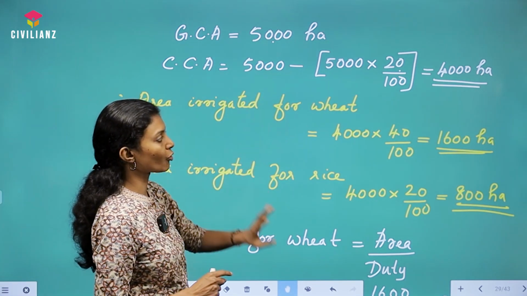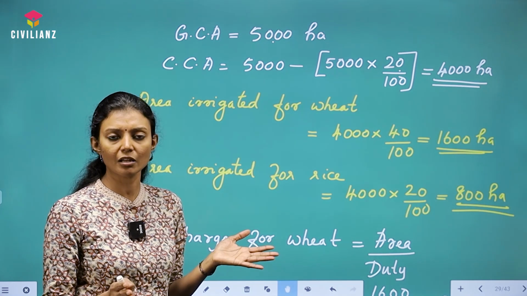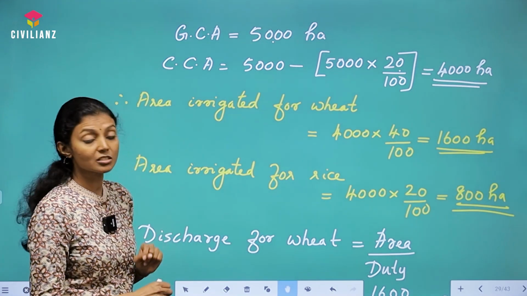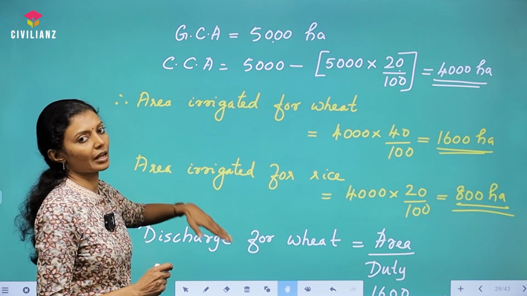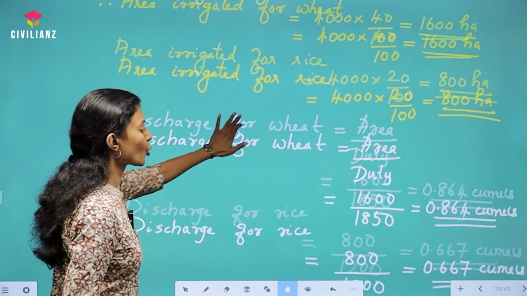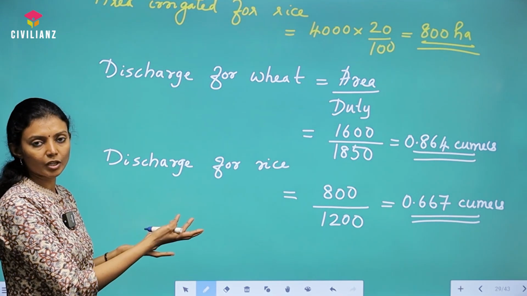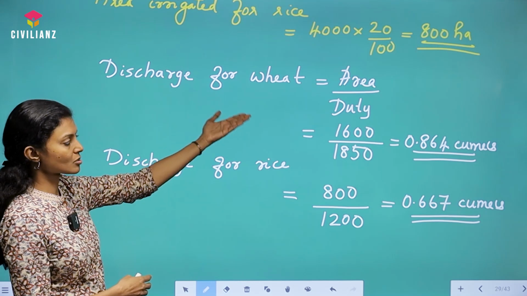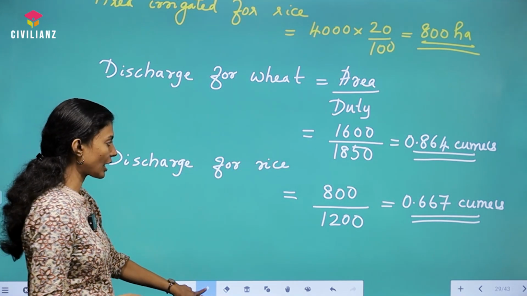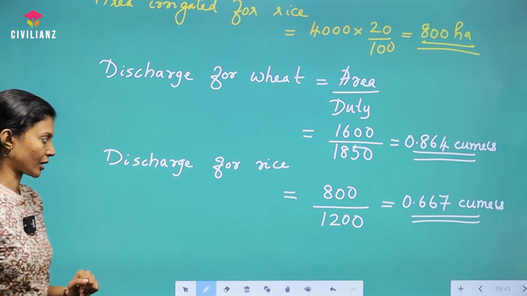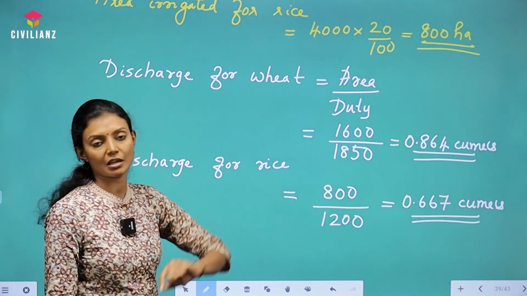So area irrigated for wheat is 4000 into 40 by 100. We have been told that 40% is the intensity for wheat and 20% is the intensity for rice. So we get the area irrigated for wheat and rice as well. Now we are going to find out the discharge. The discharge for wheat is found out by area by duty. So area irrigated is 1600, duty is given as 1850. So you get the answer as 0.864 cumecs. Discharge for rice is similarly obtained as 0.667 cumecs.